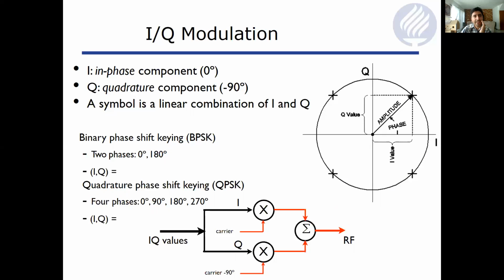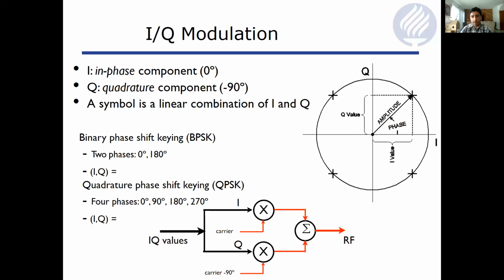I is the in-phase component, as you can see in this phasor diagram. They call it a phasor diagram. Q is the quadrature component. I is basically 0 degrees. Q is 90 degrees. A symbol is a combination of I and Q. So if you consider this arrow, the length of it represents the amplitude, and the angle represents our phase, okay?